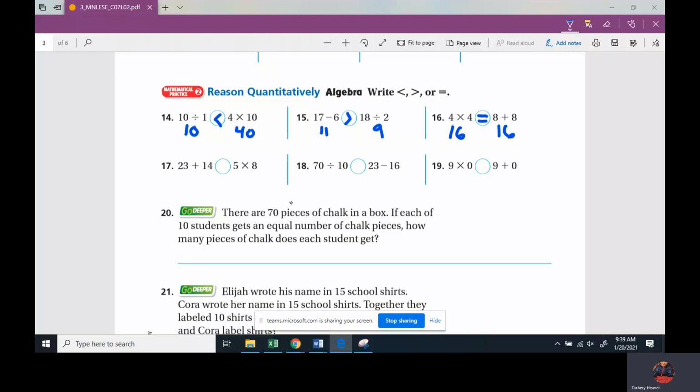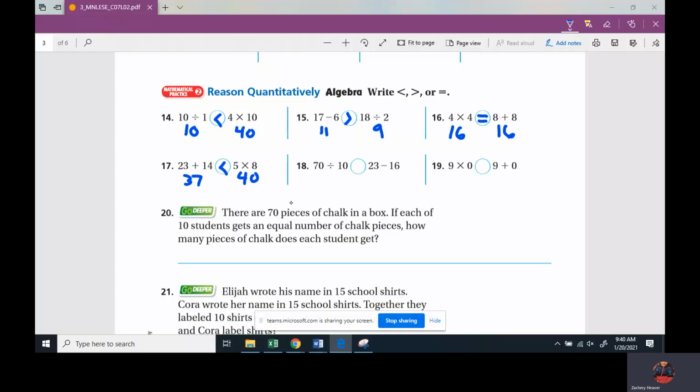Willow, 23 plus 14? 37. 5 times 8? Portland, make sure you're writing this. So which is bigger, 23 plus 14 or 5 times 8? So 23 plus 14, the 5 times 8 is going to get 8.